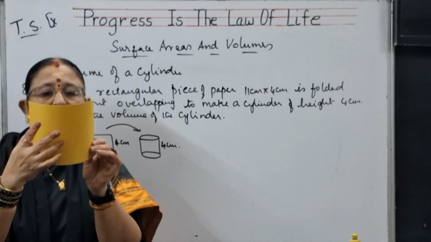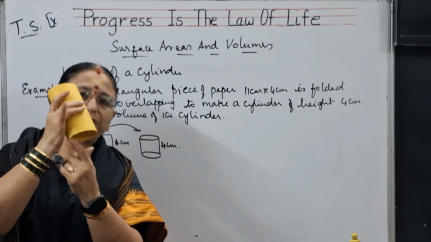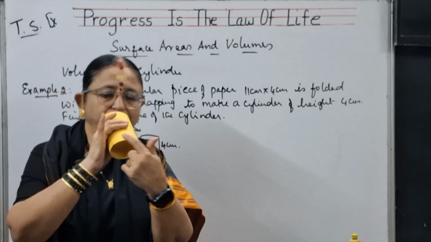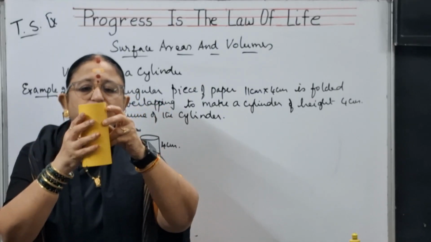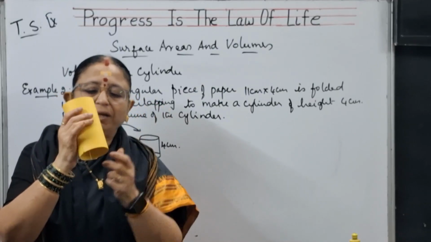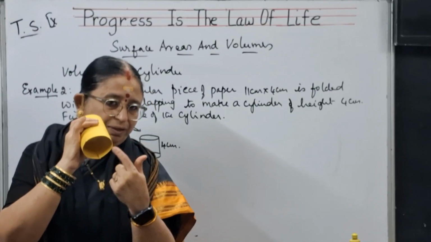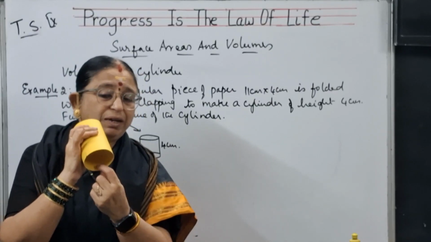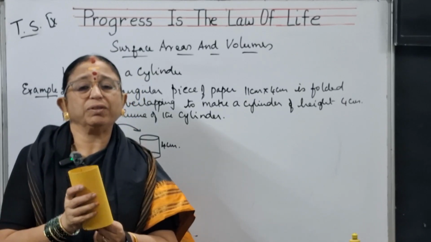The length of it, when you have folded, what happened? It has formed a circle. This is a circle that is formed. The length of the rectangular piece has formed the circle at the bottom. Now what do you call this? This is nothing but the circumference of the circle. This whole length, we call it the circumference of the circle.